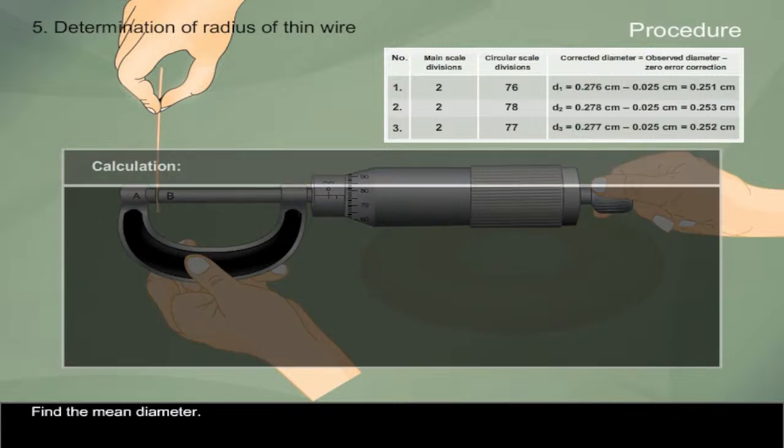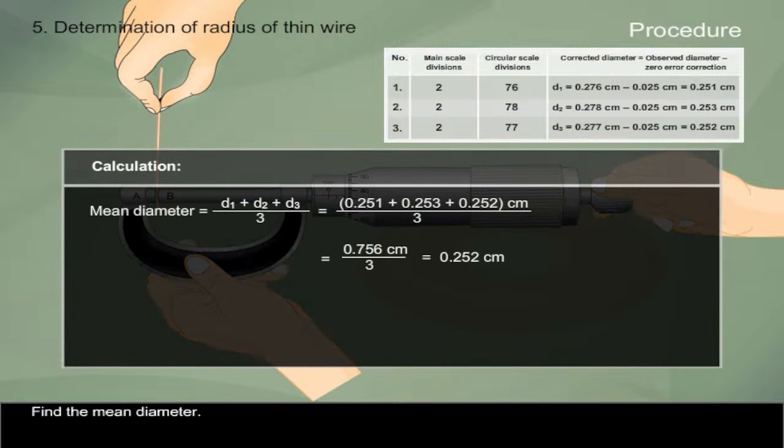Find the mean diameter. Mean diameter is equal to D1 plus D2 plus D3 upon 3 is equal to 0.251 plus 0.253 plus 0.252 upon 3 centimeter is equal to 0.756 upon 3 centimeter is equal to 0.252 centimeter.